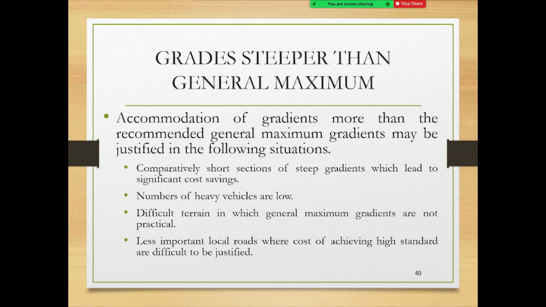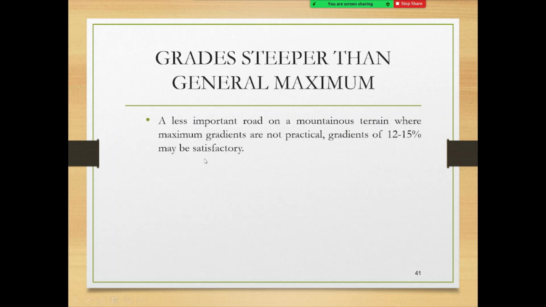Less important local roads where the cost of achieving high standards is difficult to justify. And then a less important road on mountainous terrain where maximum gradients are not practical, gradients of 12 to 15% may be satisfactory. Even up to 15% we can go, but in Sri Lanka the maximum gradient that I have seen is 12%.